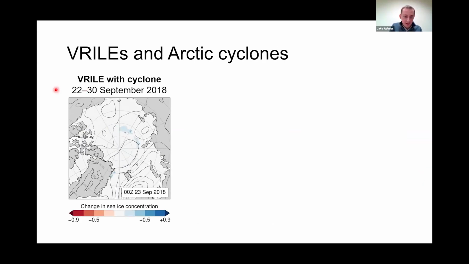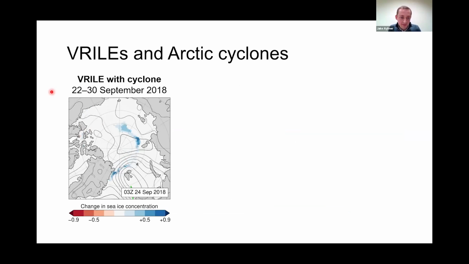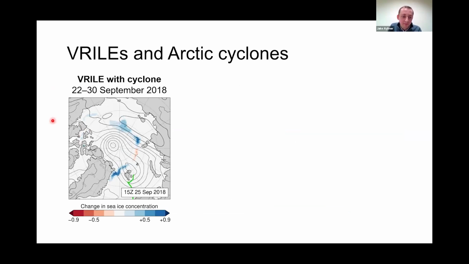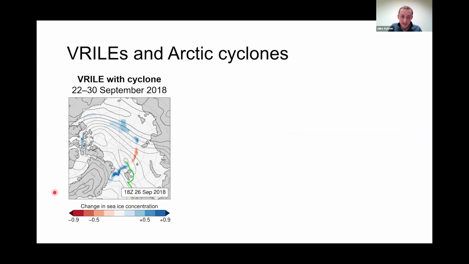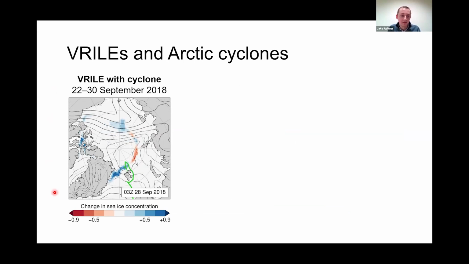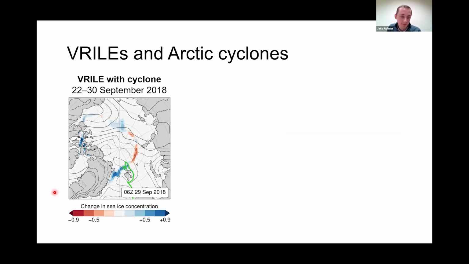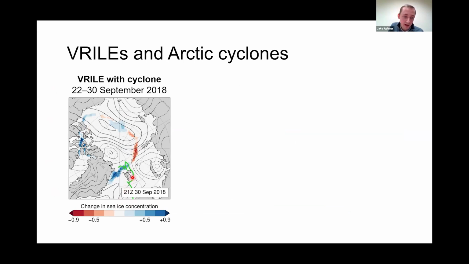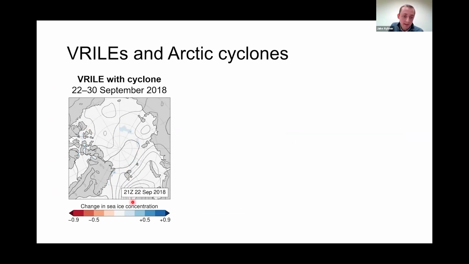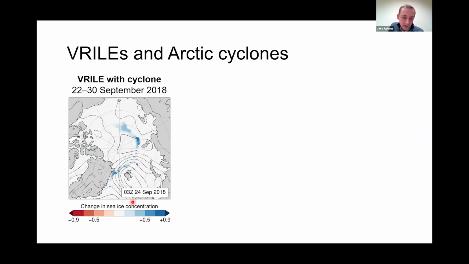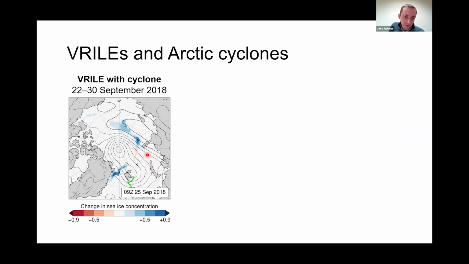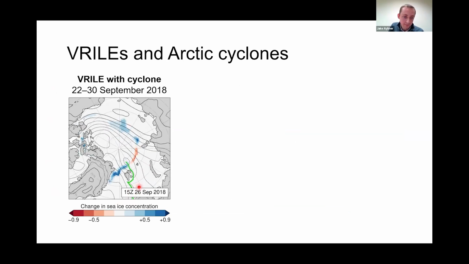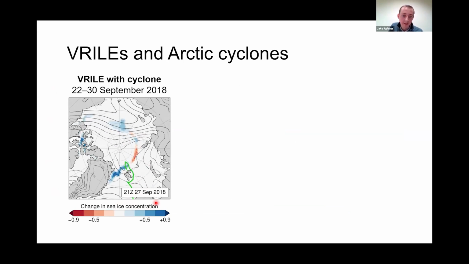So I don't know how well the animation is going to show over screen sharing, but hopefully you can see this moving. So here I'm just basically animating the change in sea ice concentration that I showed from the model. So this is all model output here. And I've got my green cyclone track over the top. And then this is just sea level pressure contours, so dashed being negative anomaly.